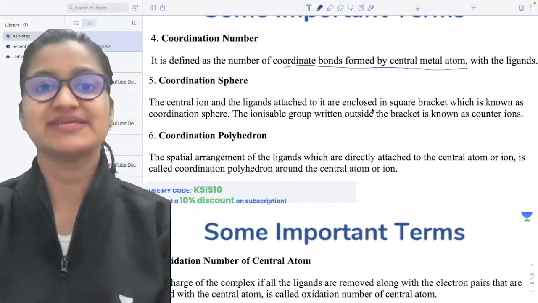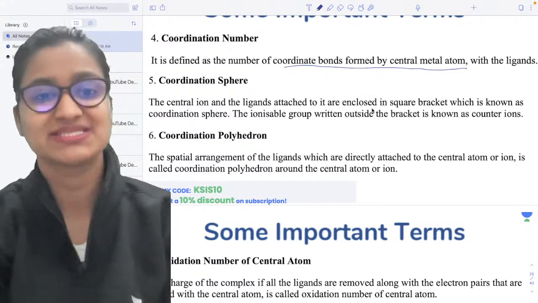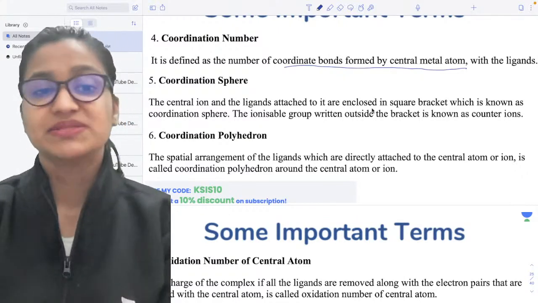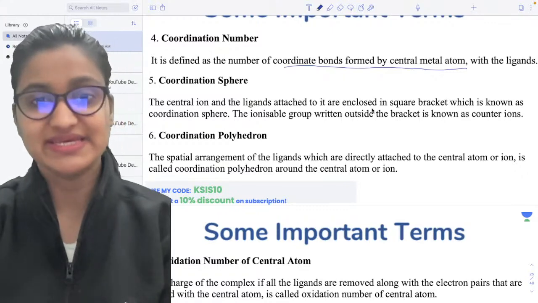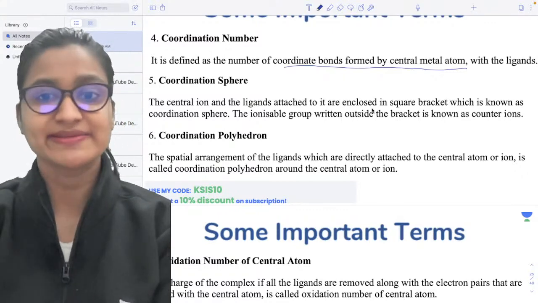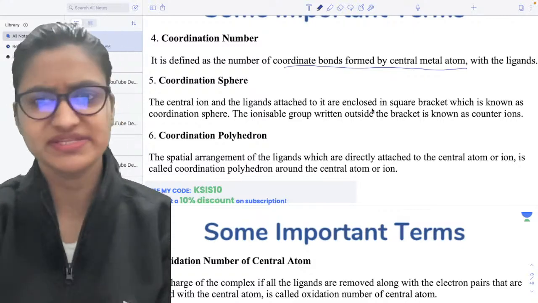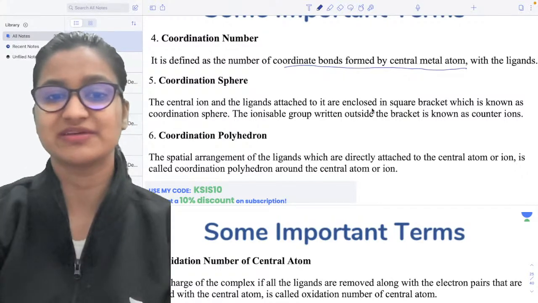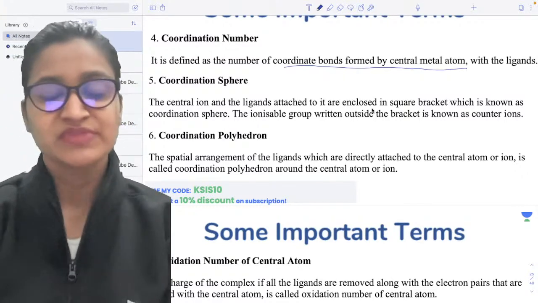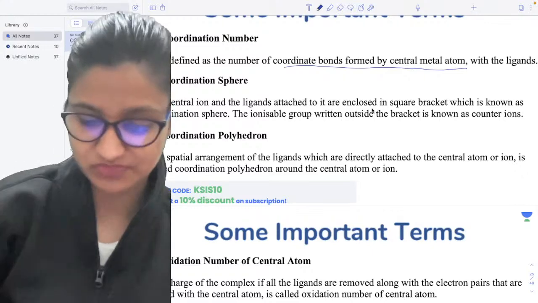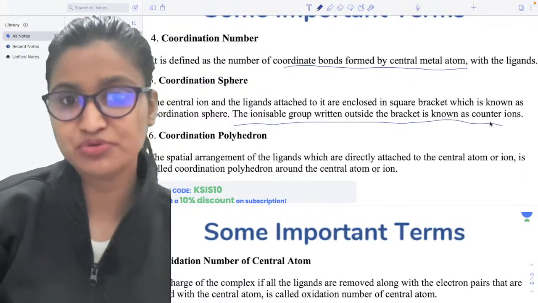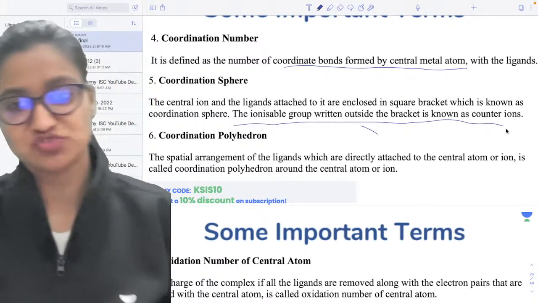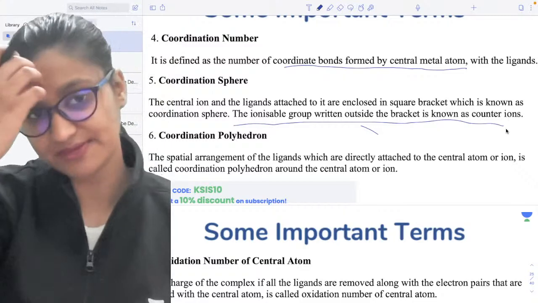Now, the next thing is coordination sphere. What is the next thing? It is coordination sphere, okay? So yes, the central ion and the ligands attached to it are enclosed in square brackets, right? Coordination sphere, the whole thing inside the square brackets, is nothing but your coordination sphere. The ionizable group written outside the bracket is known as counter ions. What do you call it? You call it counter ion, okay?